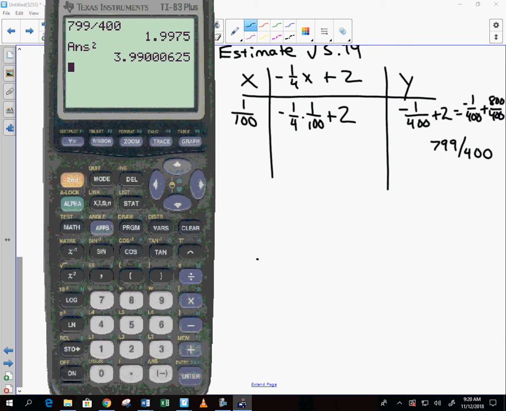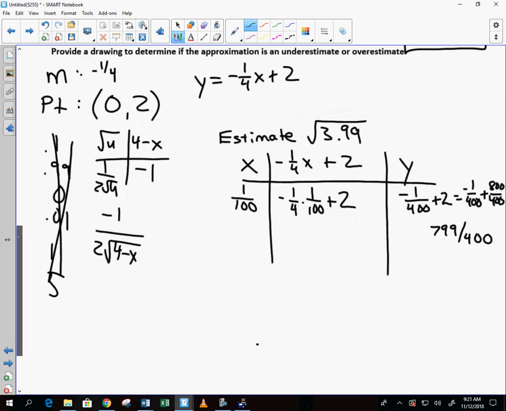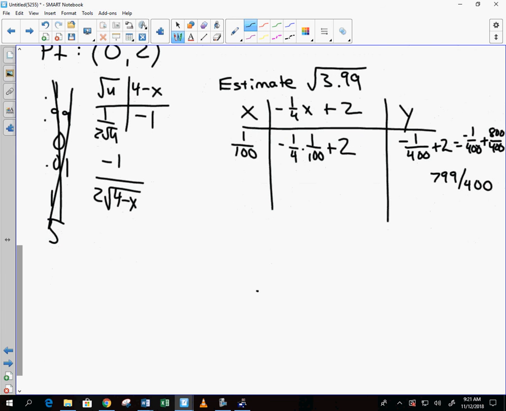Not close enough for Katie, okay? And that will be fine, all right? Katie can choose another method. And Newton came up with another method to come even closer if you would like. So that's one way. We just estimated the square root of 3.99.